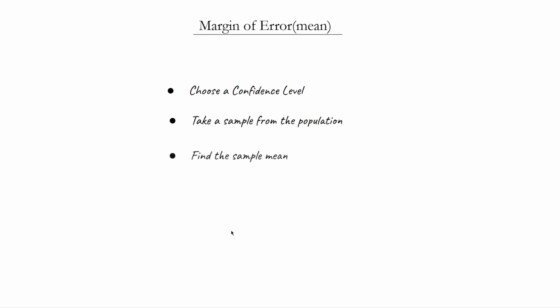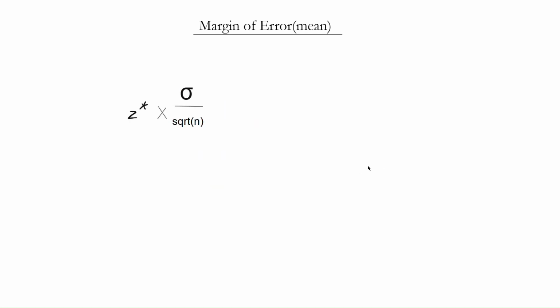Now let's find the margin of error of the mean. Most of the steps are the same. It goes like this. First, choose a confidence level. Then take a sample from the population. Then find the sample mean. And lastly, find the margin of error. But this time, the formula for the margin of error is a bit different. This is the formula right here.